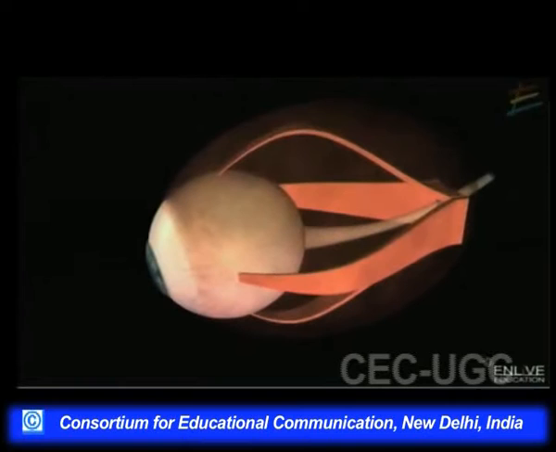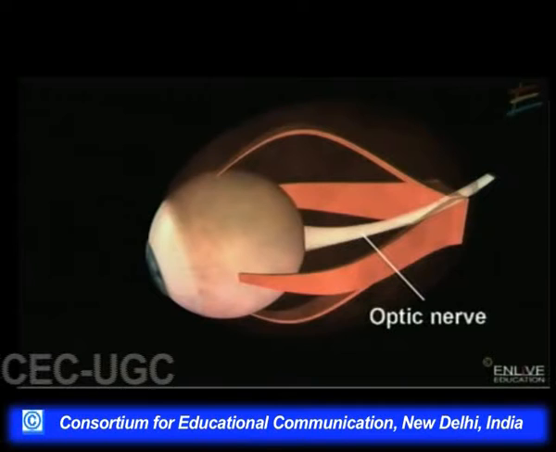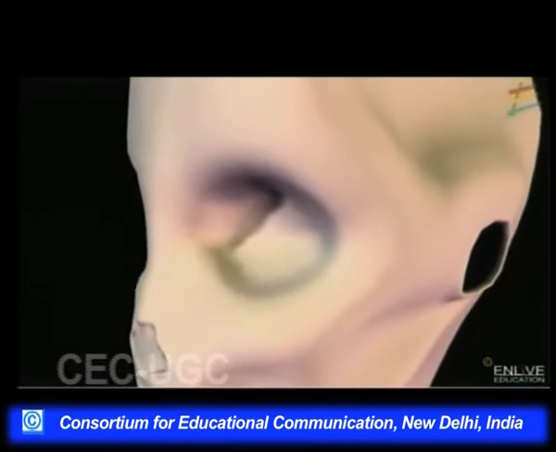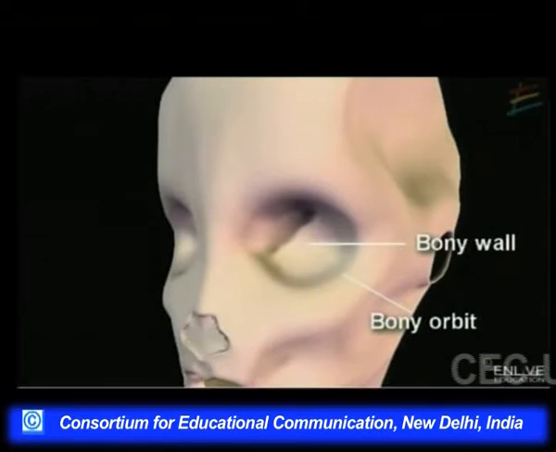Note that this white stalk is called the optic nerve, which connects the eye to the brain, and also these muscles which move the eyeball. This is the empty eye socket within the skull with its bony wall inside and a bony orbit in front.